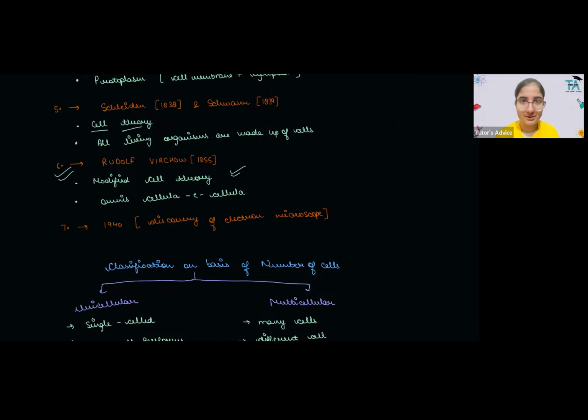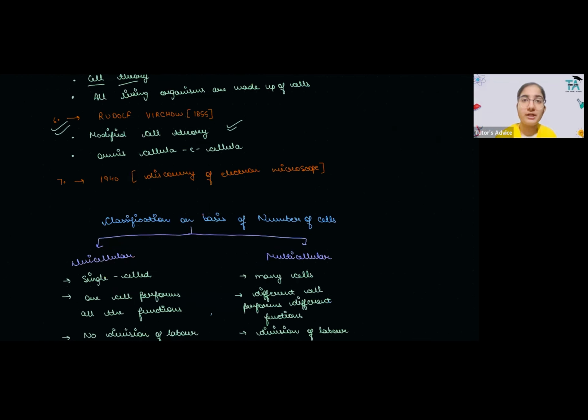Okay, you understood till here? What are we talking about? We are talking about the modified version of cell theory, given by Rudolf Virchow. He gave the statement omnis cellula e cellula, which means the cells are coming from pre-existing cells. Okay, now we can come to the last part of the timeline, which is 1940.